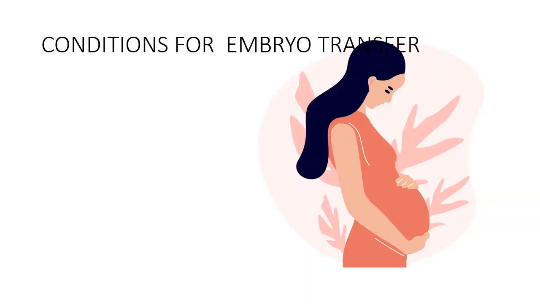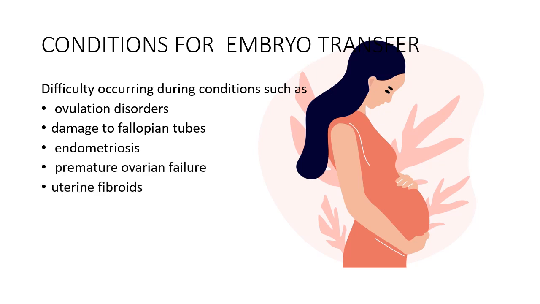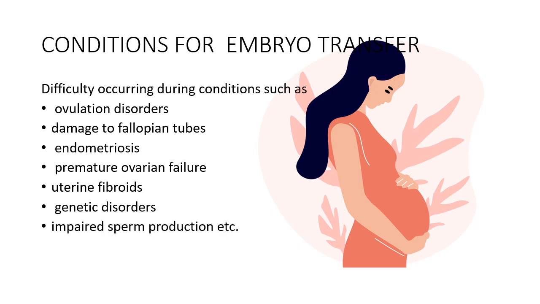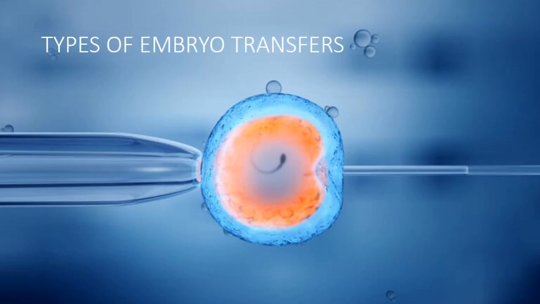Conditions for the embryo transfer. Difficulty occurring during conditions such as ovulation disorders, damage to the fallopian tubes, endometriosis, premature ovarian failure, uterine fibroids, genetic disorders, and conditions that impact sperm production, etc. So there are mainly four types of embryo transfers.